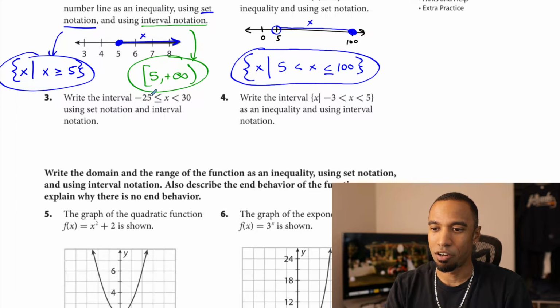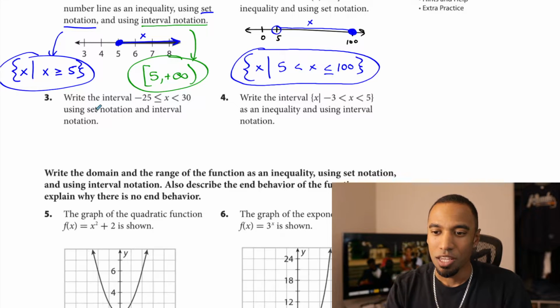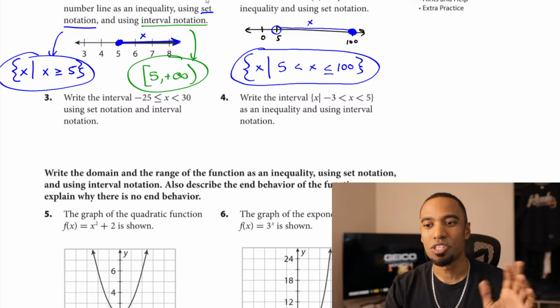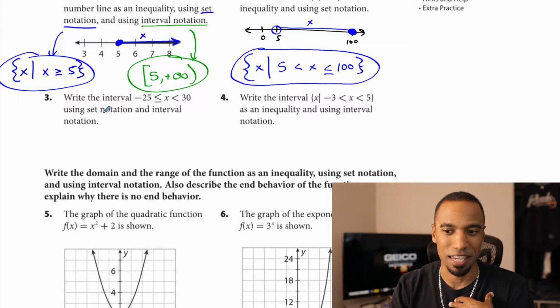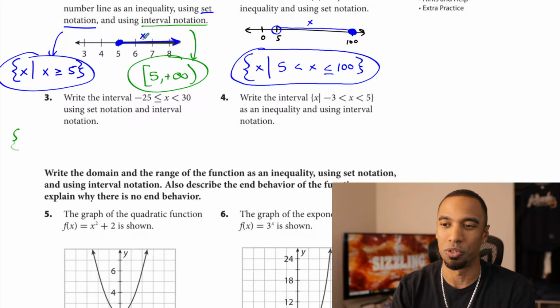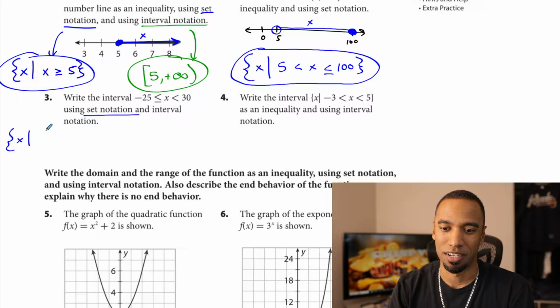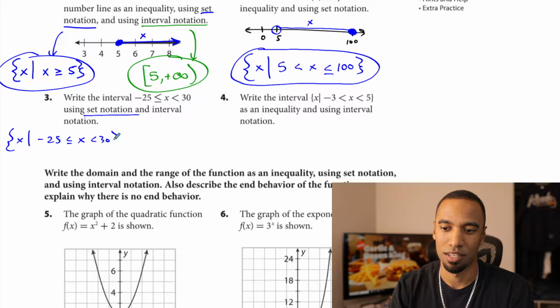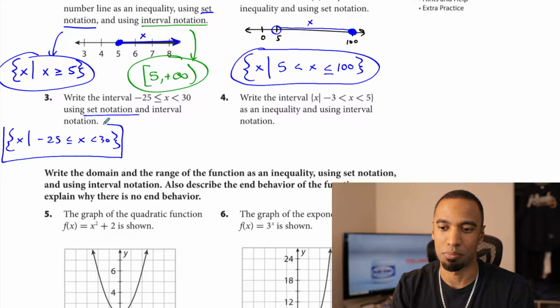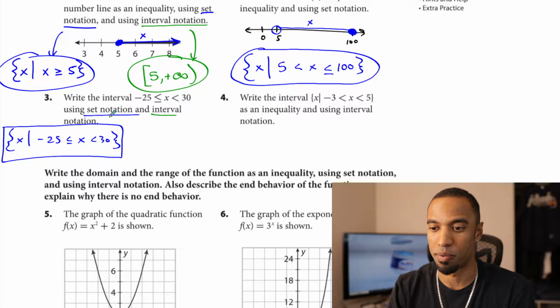Number 3, write the interval x is between negative 25 and 30, negative 25 included, using set notation and interval notation. This is where it can get tricky, because this is where I tell my kids that this is set notation right here. And it kind of is, but if you actually truly wanted to do set notation, I would now use this part right here. It's all x's such that x is between negative 25 and 30. That's official set notation, but for my kiddos, my set notation version is just that. That is totally okay.